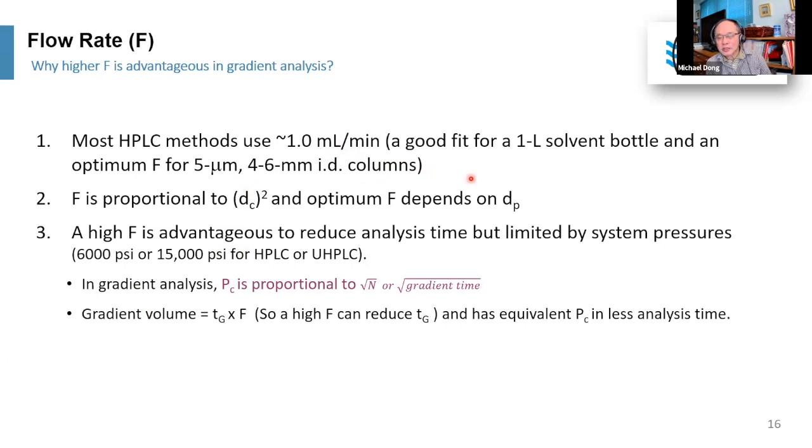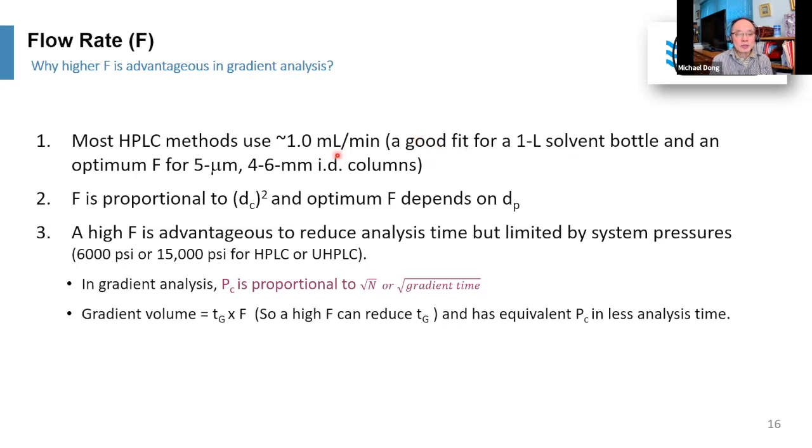Most people use a 1 liter solvent bottle, and you want to do a 24-hour analysis, so 1 mL per minute would be a good number. If you have a leak, you can see it. If you do nano LC or micro LC, you cannot do UV detection, and if you have a leak, you wouldn't know it. So you don't do nano or micro unless you really need to.